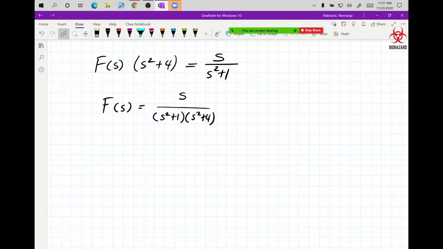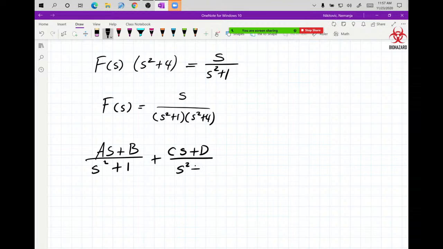So what do I have here? Well, now I have (As plus B) over s squared plus 1, plus (Cs plus D) divided by s squared plus 4, equal to s over (s squared plus 1)(s squared plus 4).